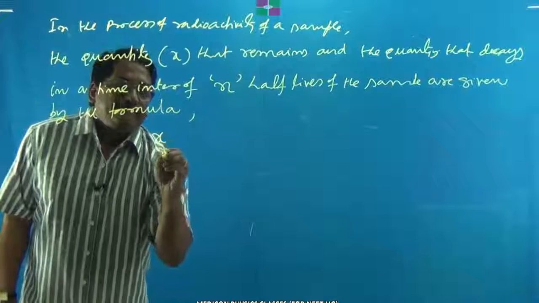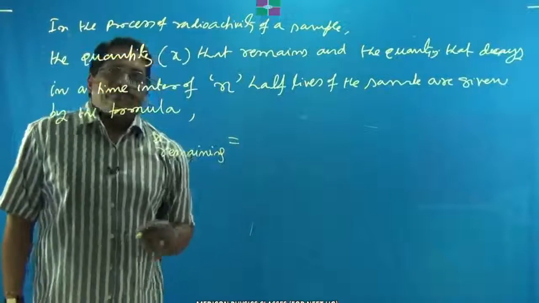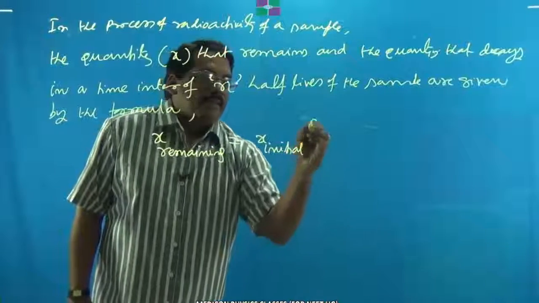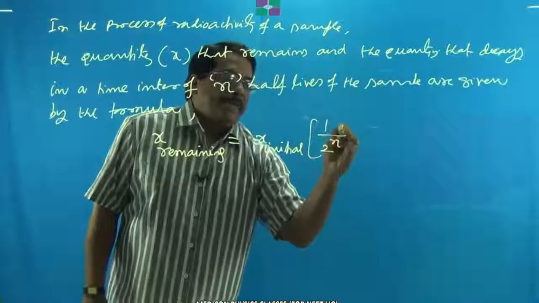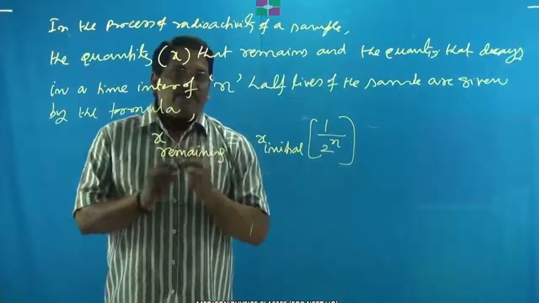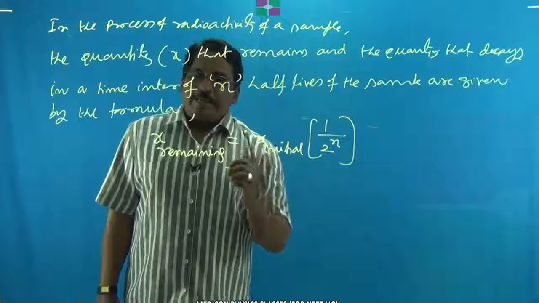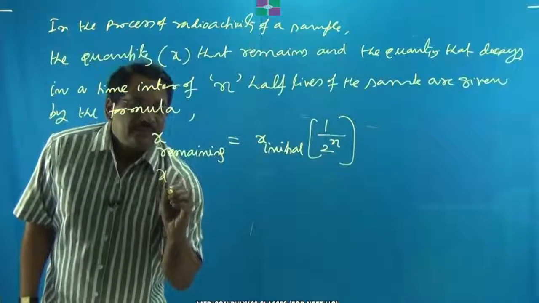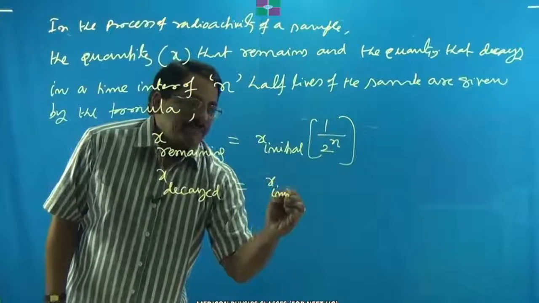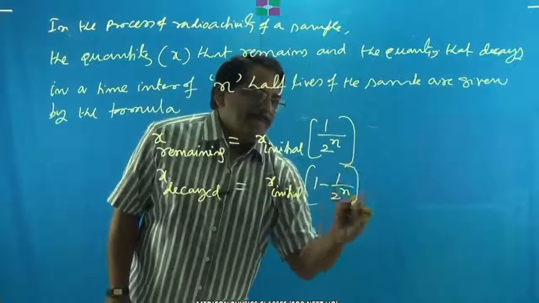X remaining, the quantity that remains, is equal to X initial into 1 by 2 power n. After an interval of time of n half-lives, the quantity that remains with the sample is equal to X initial into 1 by 2 power n, and X decayed is equal to X initial into 1 minus 1 by 2 power n.